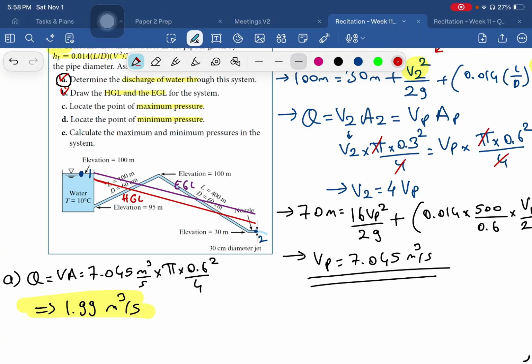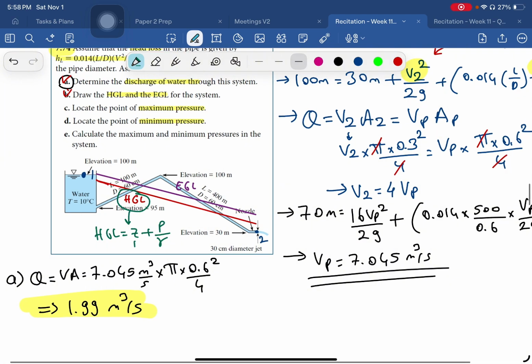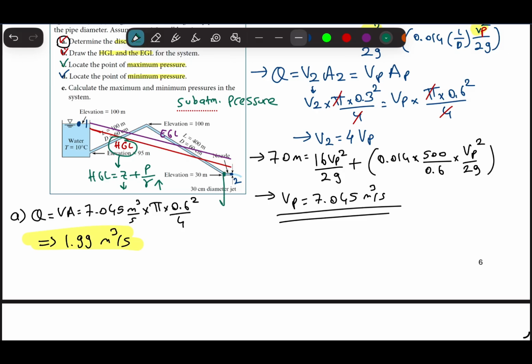Okay. And the next step is locating the point of maximum pressure and the minimum pressure. To find the maximum pressure, we are going to benefit from hydraulic grade line. If you remember, hydraulic grade line is elevation plus the pressure head. So once we have lower elevation, it means we will have higher pressure. The pressure is maximum at this point.